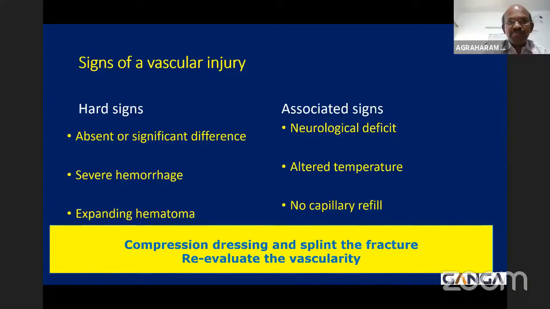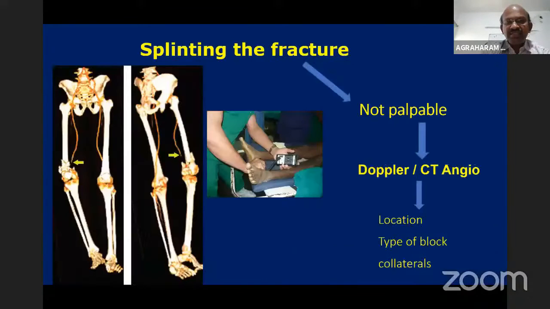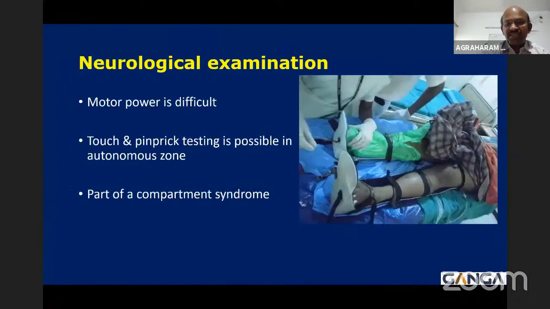First, bring the BP to the permissive hypotension level, and again reevaluate the vascularity. Which will tell us correctly whether there is any real vascular injury or not. If the vascularity is not seen, subsequently we can do Doppler or CT angio to rule out any vessel injury. The CT angio will tell us where exactly is the location of the injury and type of block, whether there are any collaterals, whether we need to go for subsequent vascular procedures.